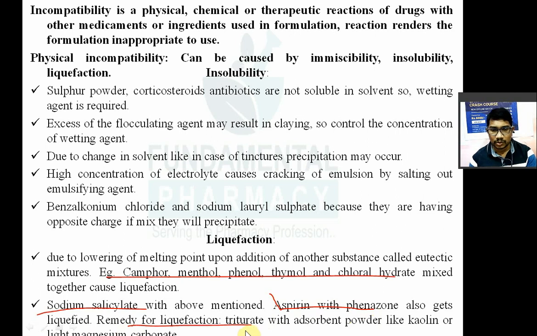First, you have to triturate one of the drugs with an adsorbent powder like kaolin or light magnesium carbonate. तो अगर आपके पास में एस्पिरिन है और फिनाजोन है, दोनों को आपको बनाना है मिक्सचर, है ना? तो वो बनने जाएंगे आप तो आपको बन जाएगा लिक्विड. तो हाउ यू कैन प्रिवेंट? पहले एस्पिरिन ले लो, उसमें ऐड कर दो लाइट केओलिन पाउडर या फिर मैग्नीशियम कार्बोनेट पाउडर या फिर सिंपली टाल्क भी ऐड कर सकते हो. So you have to triturate one of the drugs with the adsorbent powder like kaolin, light magnesium carbonate or talc, and then you have to add another drug. So you will not get liquefaction. That is the remedy to avoid the liquefaction.